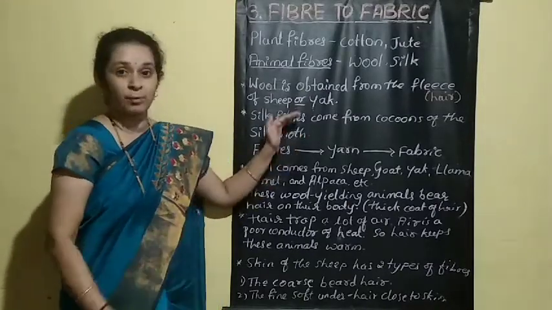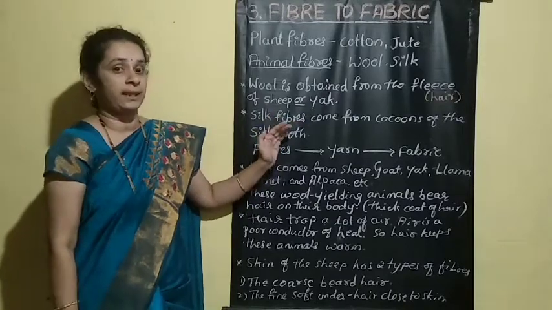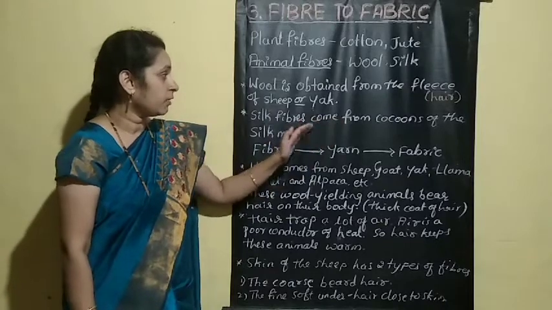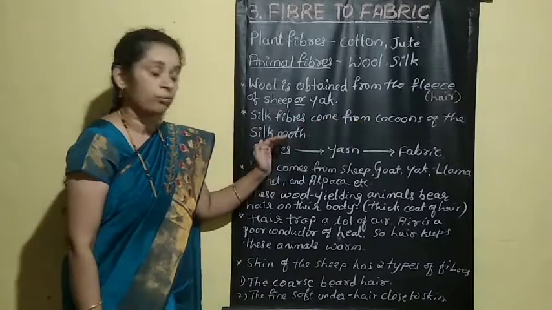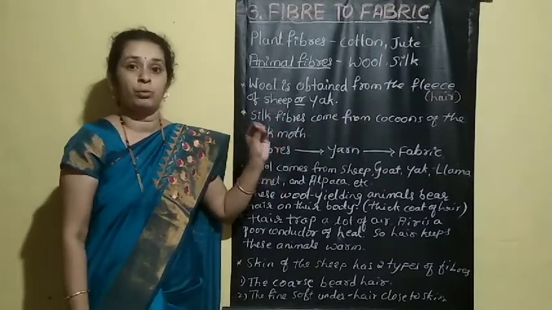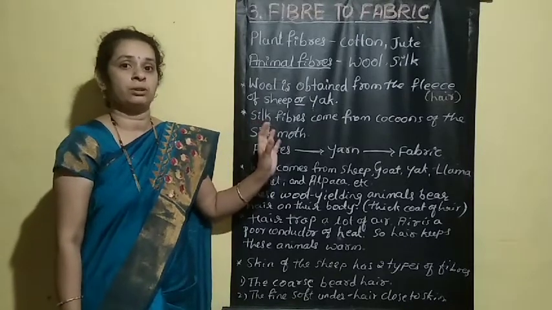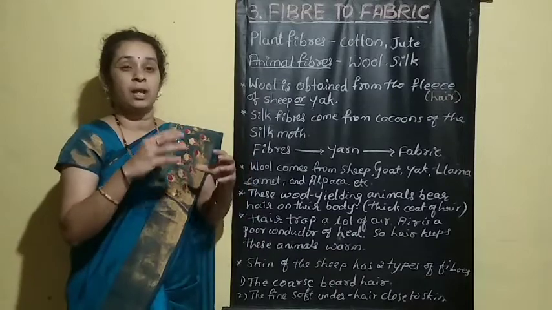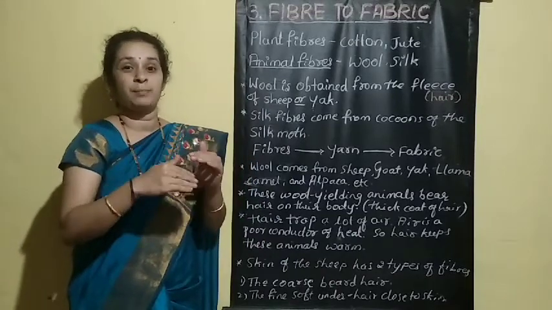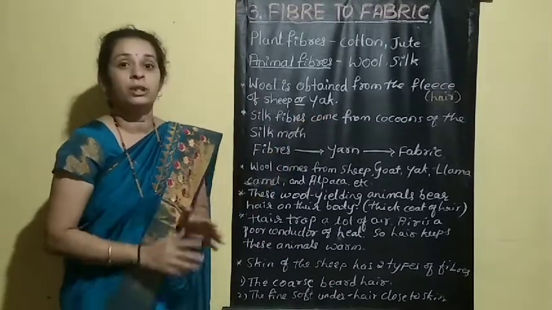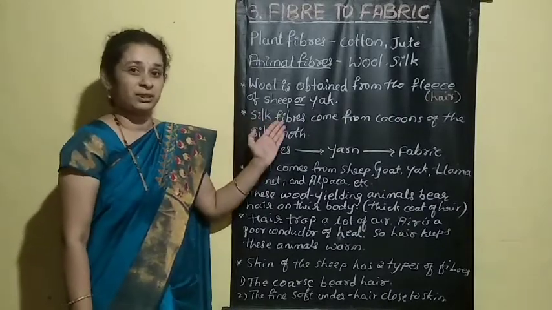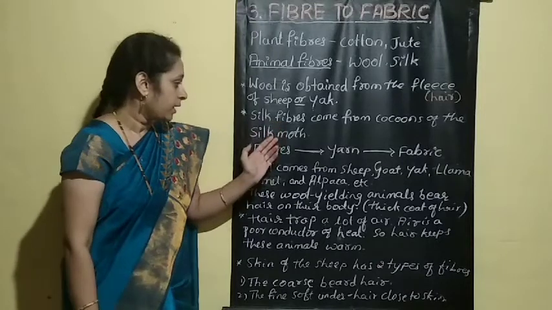We will study the life cycle of the silkworm in detail. From that we will obtain what? Silk. Silk fibers come from cocoons of the silk moth. Reshme hulu, as we say in Kannada, that is the silk moth. They prepare a cocoon: they spin a fiber around the larva, and that is called a cocoon. From that we obtain silk fibers. We will study this in detail.